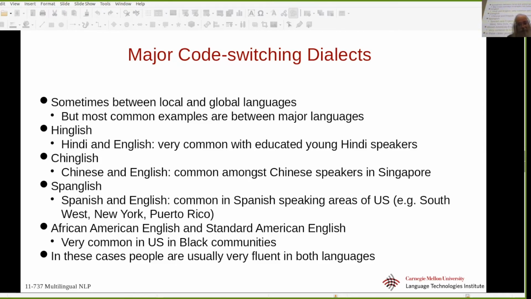Okay, Spanglish I mentioned. African American English and Standard English is also something that happens in North America. Many Black Americans will use a standard language, African American English, which is different than Standard English. It's got different grammar, it's got different choice of words, it's certainly got different pronunciation of standard words, and they will mix between them depending on the situation that they're actually in. Okay. In almost all of the cases, people are very fluent in both languages, and they can speak each of the languages, but they're just mixing it because it's more convenient.